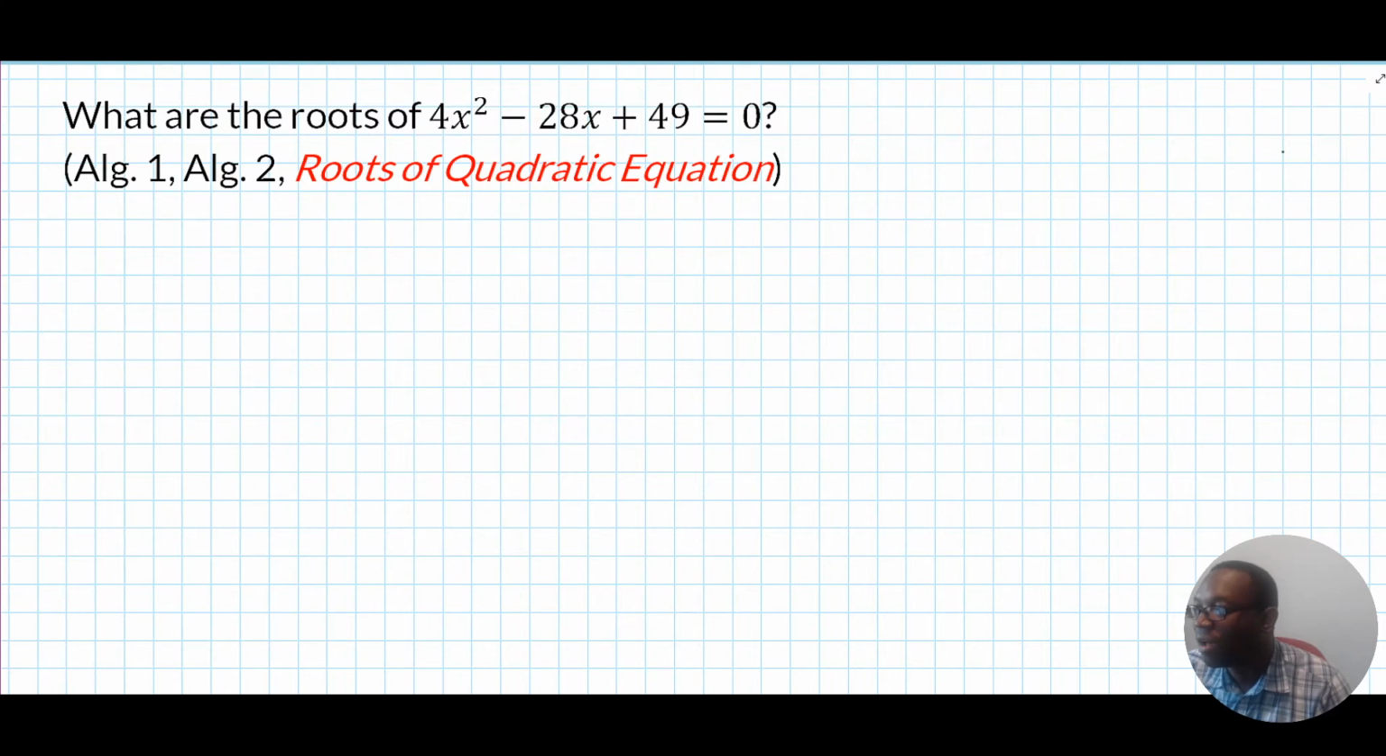What are the roots of this quadratic equation? All this is simply asking you to do is to find the values of x. That's all it is. When it's asking you for the roots, find the values of x. Do we have algebra 1 and algebra 2 students here today?